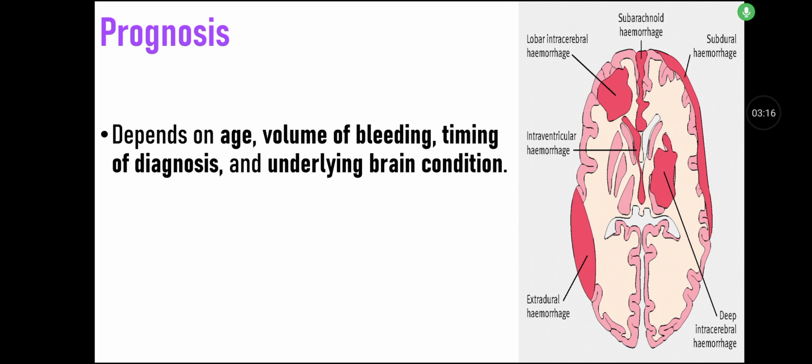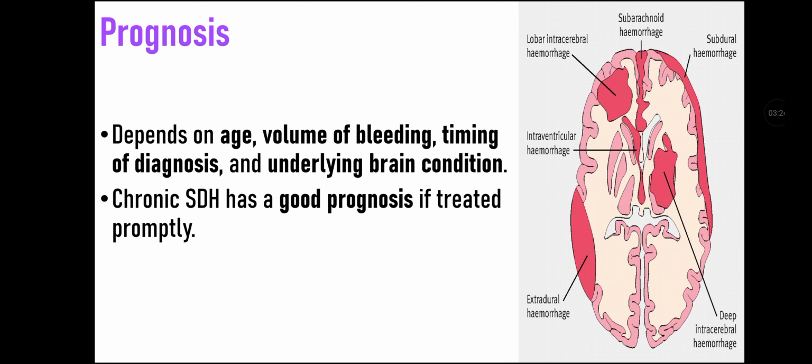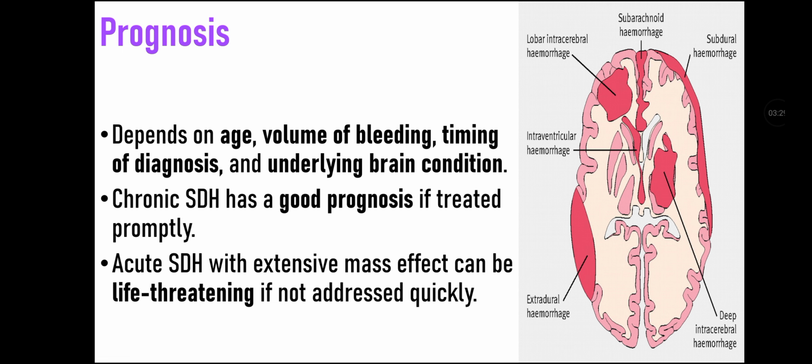Now let's talk about the prognosis of subdural hemorrhage. Prognosis depends on age, volume of bleeding, timing of diagnosis, and underlying brain condition. Chronic subdural hemorrhage has a good prognosis if treated promptly. Acute subdural hemorrhage with extensive mass effect can be life-threatening if not addressed quickly.